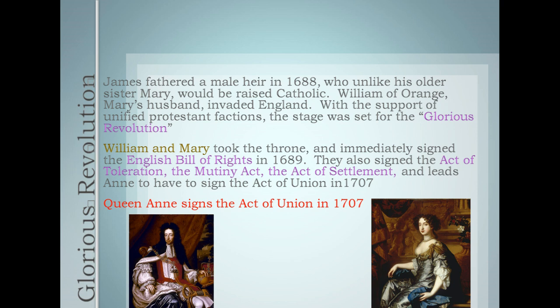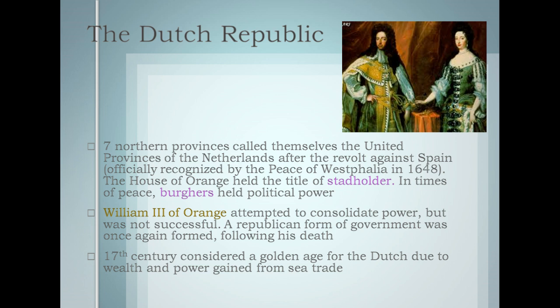And there are a ton of things that are mirrored in our own Bill of Rights that came from the English Bill of Rights. It also says in your notes that they signed the Act of Union. I'm not sure why it does that. Queen Anne signs the Act of Union in 1707. So you've got William and Mary pictured down there at the bottom. And here they are again because, like I said, he's William III of Orange.